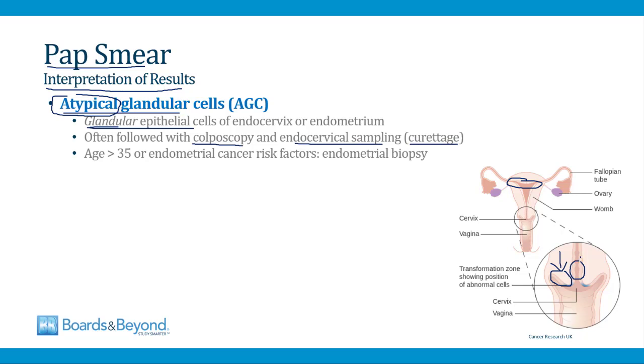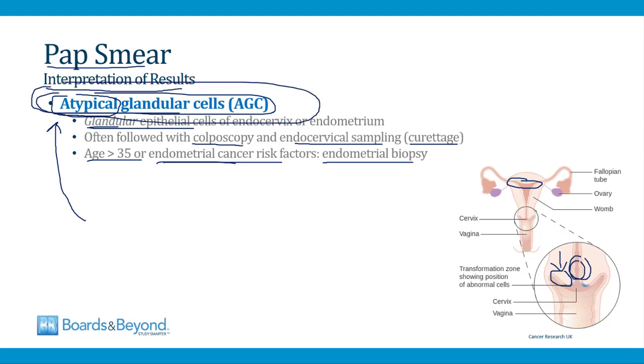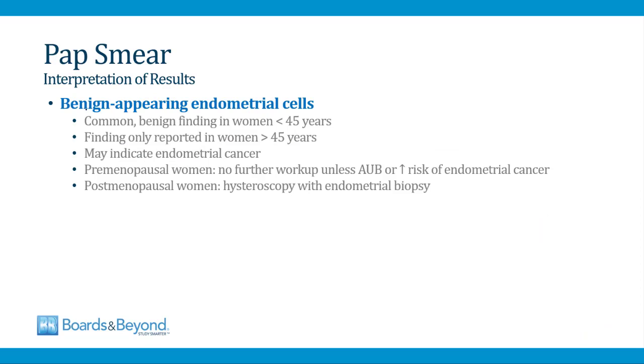That means you need to scrape some endocervical cells from the cervical canal to examine them and to see if they are malignant. In addition to endocervical sampling, the glandular cells could also have come from the endometrium. So if women are age 35 or over and they have endometrial cancer risk factors, then this finding on Pap smear is an indication for an endometrial biopsy. I talk about endometrial cancer in the video on uterine cancer, but the key point here is that sometimes women with endometrial cancer are identified through Pap smear, and the way this happens is that you find atypical glandular cells on the Pap smear.